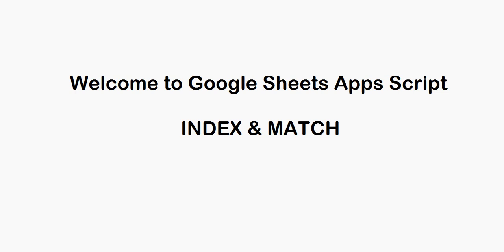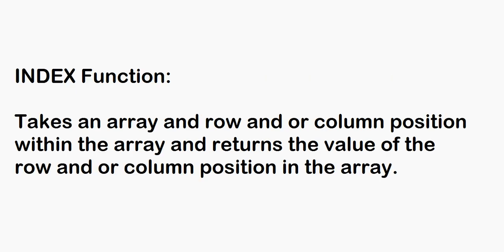Welcome to Google Sheets App Script Index and Match. So first let's talk about the index function, which takes an array and a row and/or column position within the array and returns the value at that row and/or column position in the array.